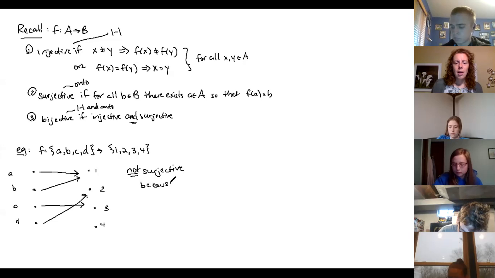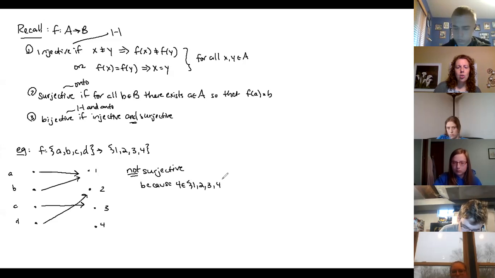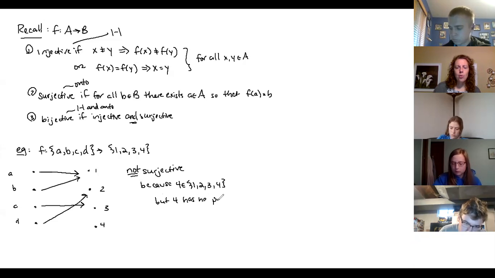Because, and there are a bunch of different ways that you can say this, the element that doesn't have a pre-image is 4, right? So 4 lives in 1, 2, 3, 4, but 4 has no pre-image. In the examples that we do when F is defined with a rule, it's gonna take a little bit more work to explain why something has no pre-image. But in this case, it's pretty obvious that 4 has no pre-image, right? We can see it, it's pretty clear, no big deal, all good. All right, those are the easy ones.